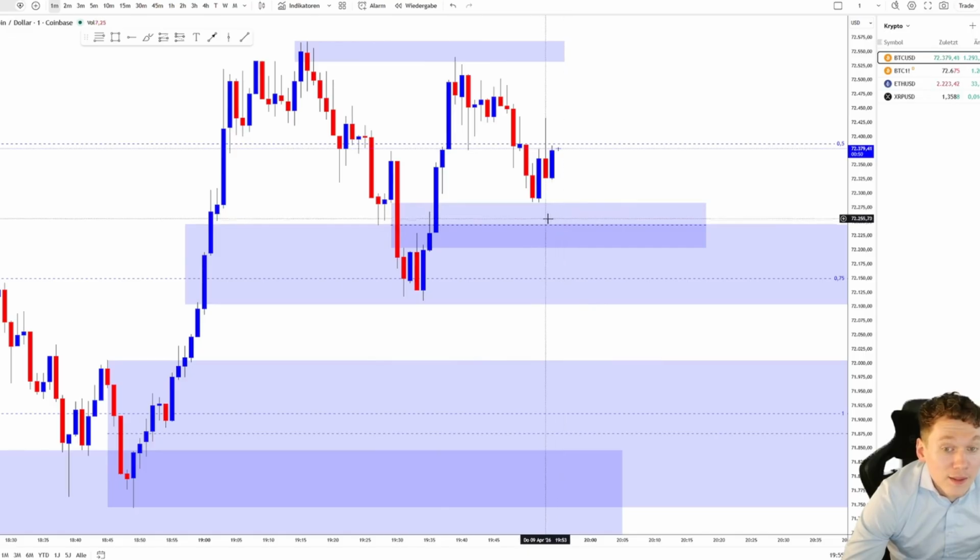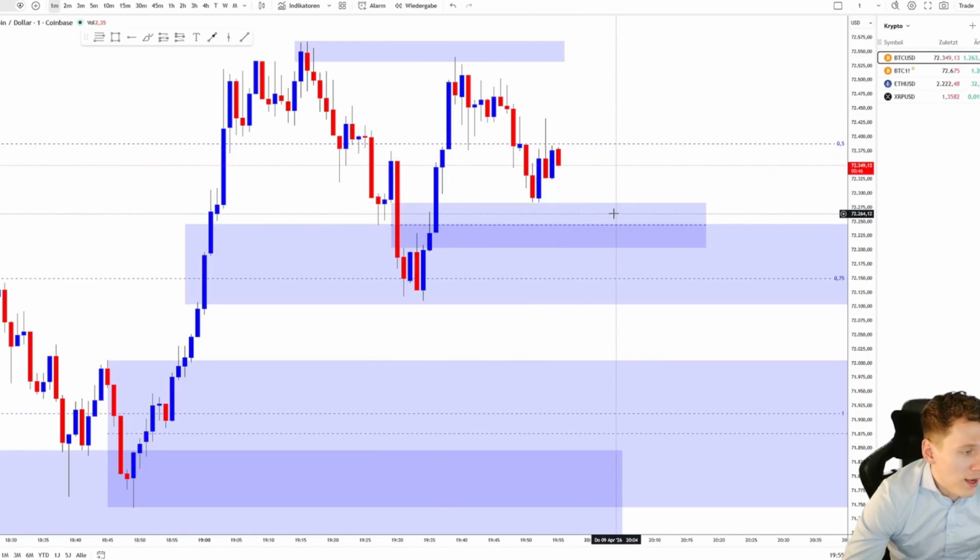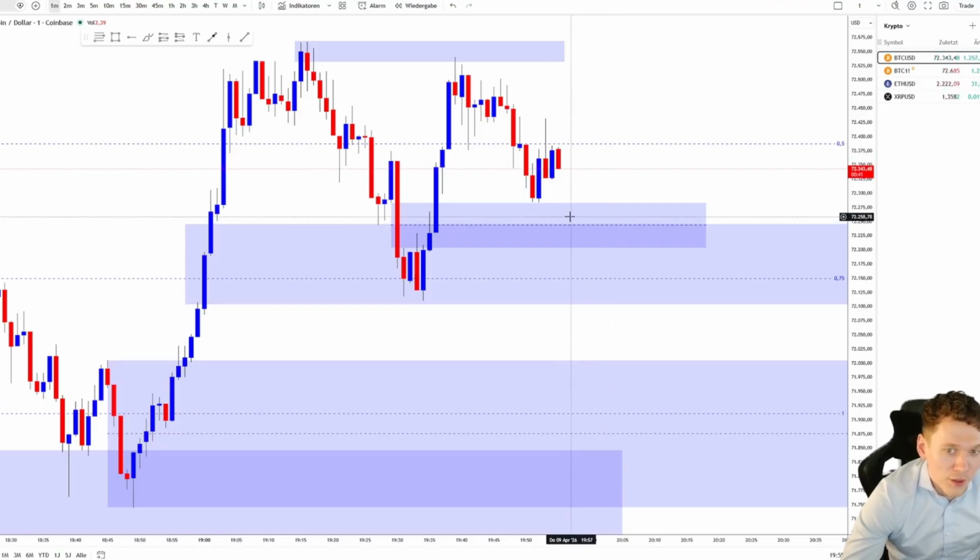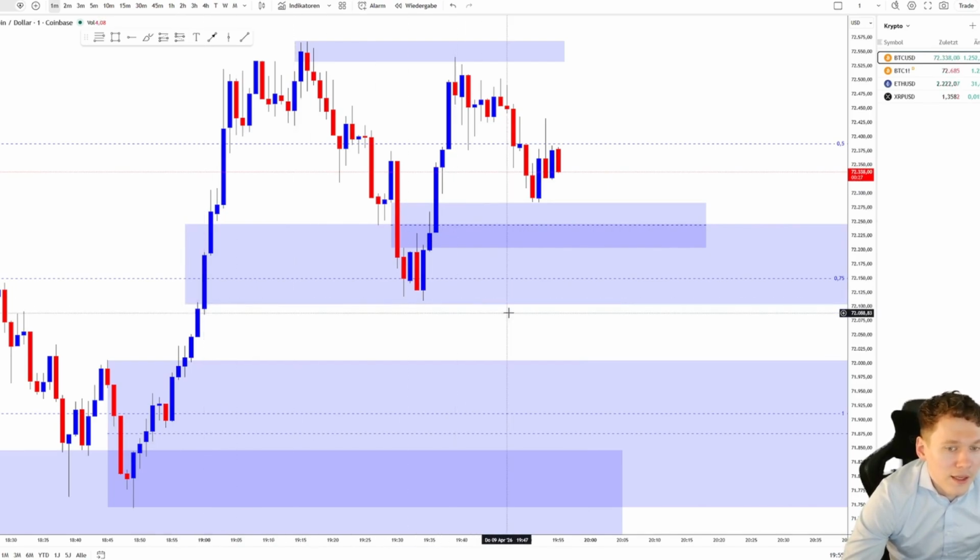and if we wouldn't be in crypto, I would definitely say you have a mid probability for a re-entry long right here. But because it's crypto, and because this inefficiency didn't form at the right time in a kill zone, I would likely speculate that the price will go deeper.